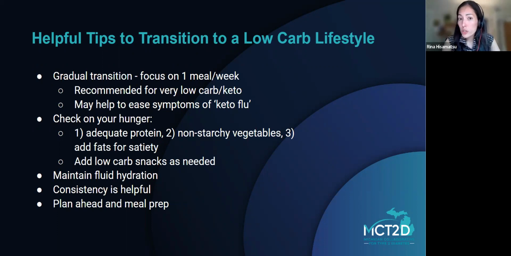Careful monitoring should be made for sodium intake and fluid hydration for individuals who have a history of hypertension, heart failure, or CKD. All right, now consistency is also very helpful. As we know, it's difficult to stay consistent, but on a low carbohydrate meal plan, consistency can be a really powerful tool to help patients see results and see progress when it comes to carbohydrate restriction. And of course, planning ahead.